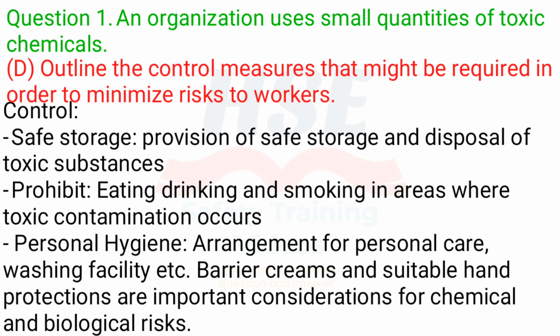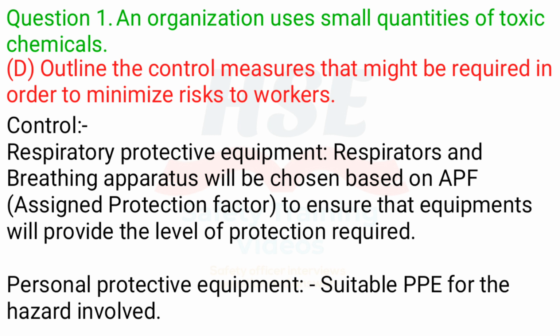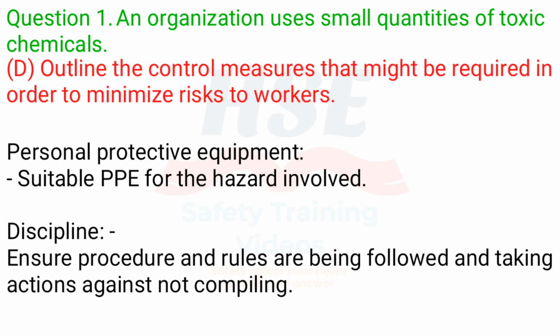Personal hygiene, arrangement for personal care, washing facilities etc. Barrier creams and suitable hand protection are important considerations for chemical and biological risks. Respiratory protective equipment, respirators and breathing apparatus will be chosen based on APF, assigned protection factor, to ensure that equipment will provide the level of protection required. Personal protective equipment, suitable PPE for the hazard involved. Discipline, ensure procedures and rules are being followed and take action against non-compliance.